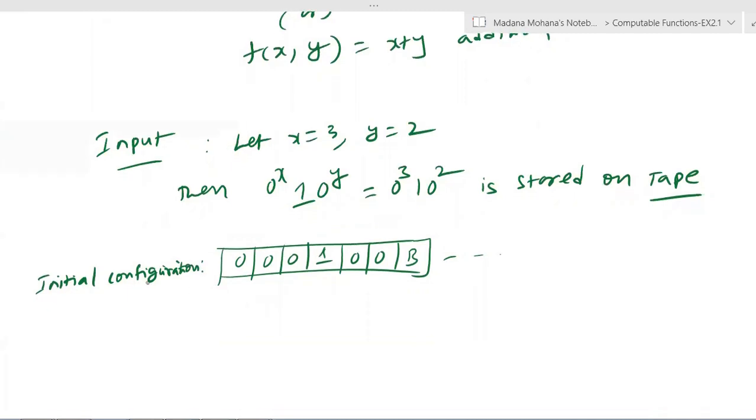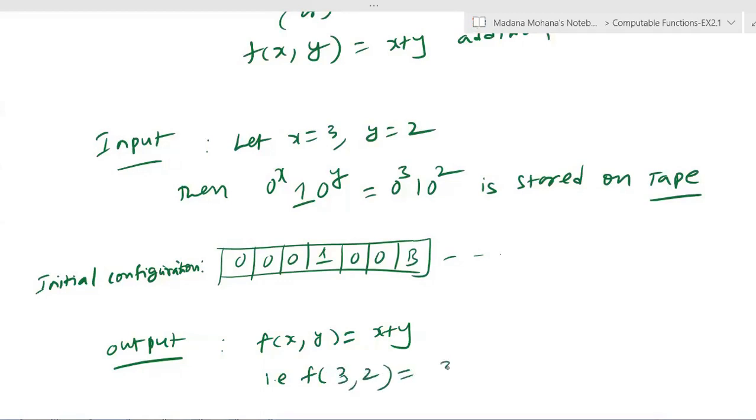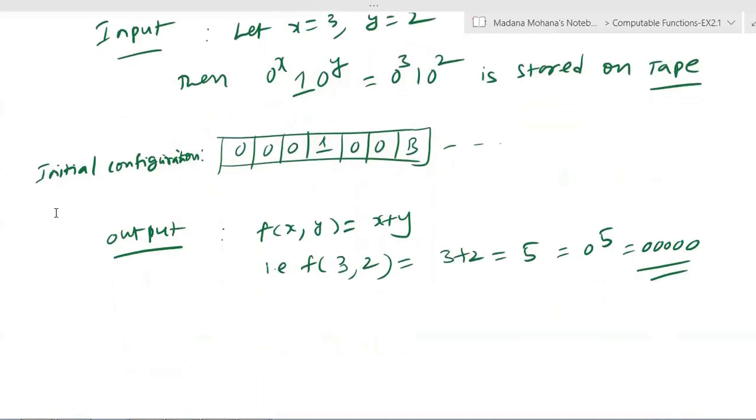Then let us calculate the output. Output f of x comma y equal to x plus y. So what is f of x comma y? x equal to 3, y equal to 2. F of 3 comma 2 equal to 3 plus 2 equal to 5. So this can be represented as 0 power 5, equal to 5 zeros. This is the output string, which can be stored on the final configuration of the tape.